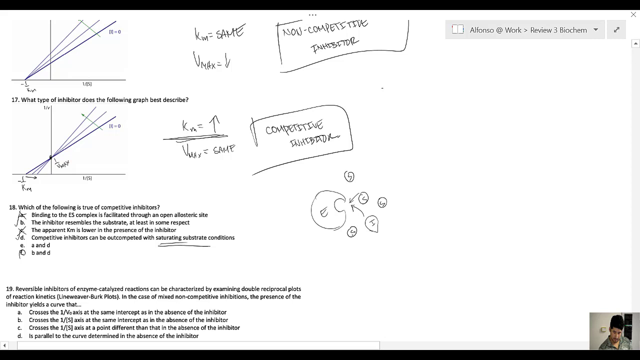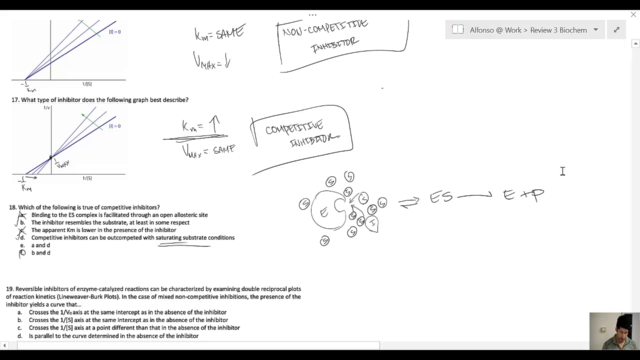So you can just increase the amount of substrate, and by increasing the amount of substrate, you increase the likelihood that the substrate will bind and not the inhibitor, which will allow for the formation of the ES complex, which will allow for the formation of product. And so this is why Vmax stays the same. We can outcompete that inhibitor. All right, so the answer for number 18 is F.